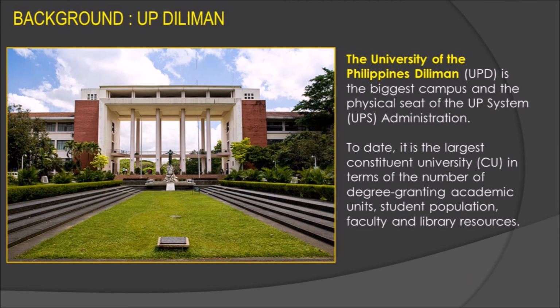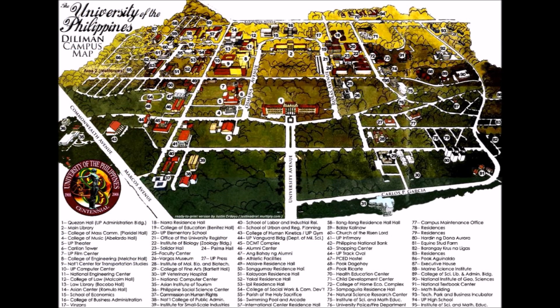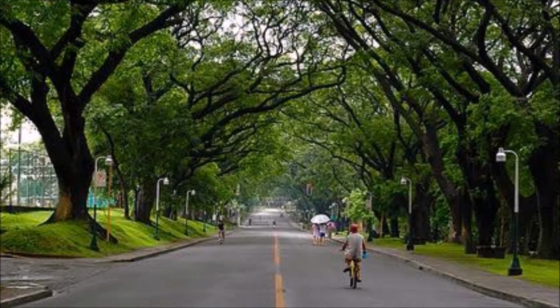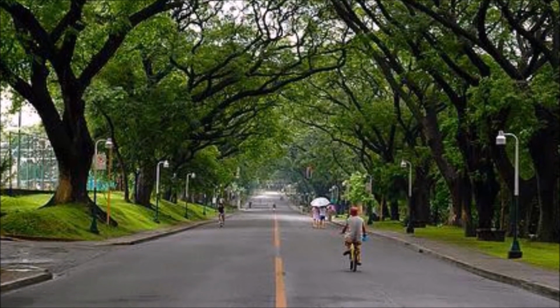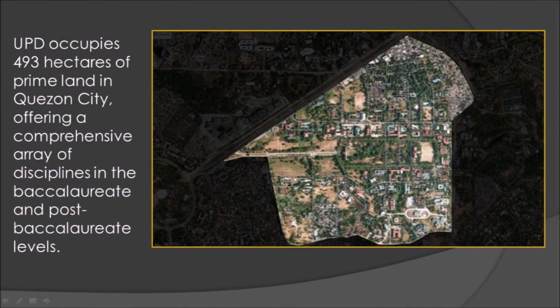A brief background about UP Diliman. The University of the Philippines, Diliman, is the biggest campus and the physical seat of the UP system administration. To date, it is the largest constituent university in terms of the number of degree-granting academic units, student population, faculty, and library resources. UPD occupies 493 hectares of prime land in Quezon City, offering a comprehensive array of disciplines in the baccalaureate and post-baccalaureate levels. To show, there is a UPD map given.